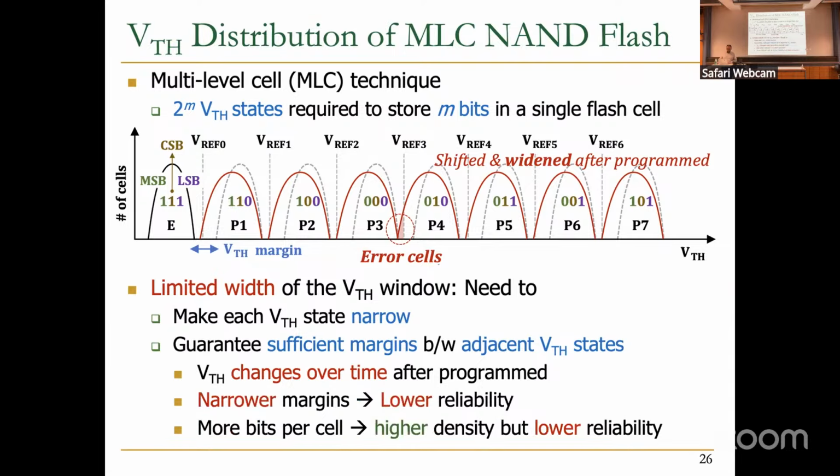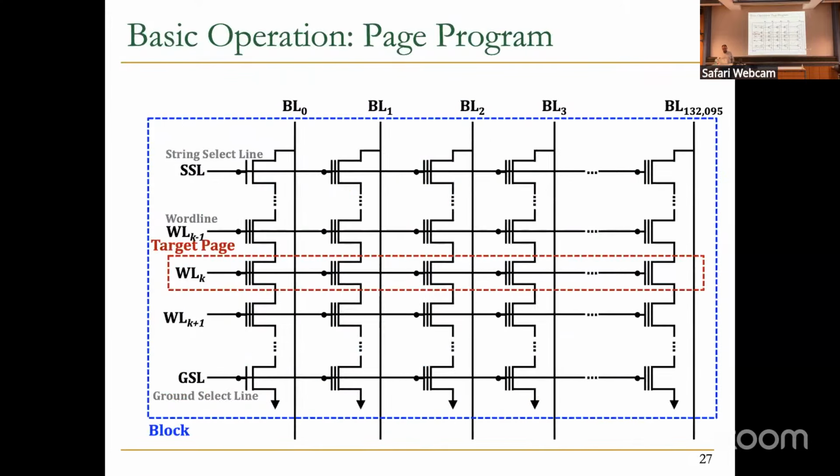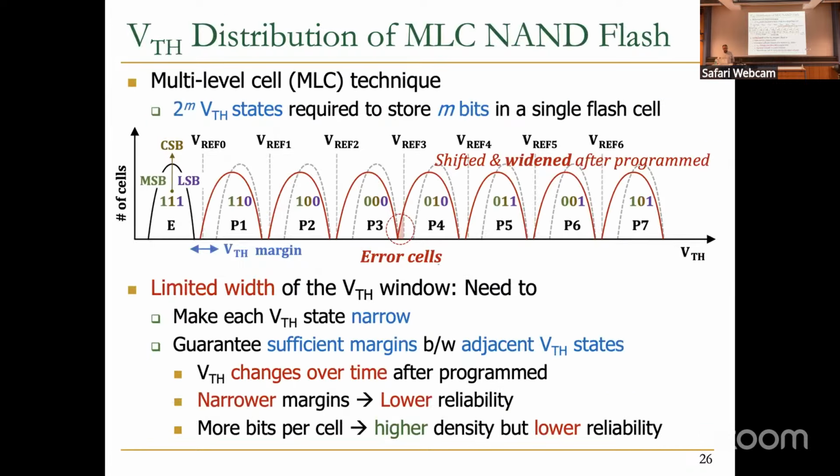Okay. So in the end, when we have more bits per cell, we have a higher density, but we have lower reliability and also longer latency when we work with the flash chip. Okay, any questions? I want to go through how we do basic programming.